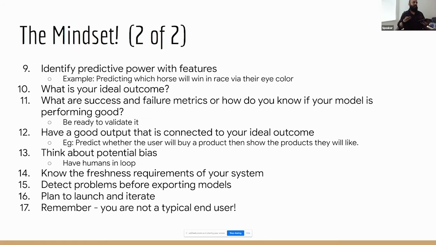So you have failure metrics and success metrics for your model beforehand. The next one is to have good output, which is directly connected to your outcome. Make sure that you're taking decisions and those decisions are impacting how your input is being assessed. And the last few steps are very, very important. I would say bias is the biggest enemy of machine learning, and people are combating it every day. So make sure that you don't trust machine learning at face value. Have humans in the loop. Make sure that you are validating your model every day, and that there are checks and gates where humans decide whether the machine learning is performing in the right way or not.